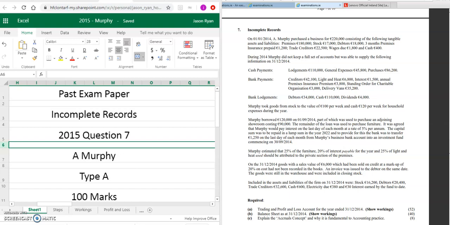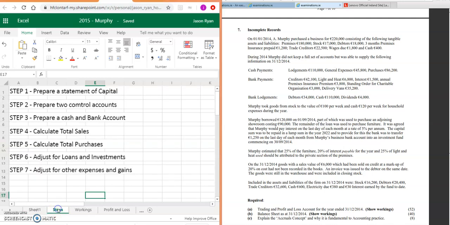Okay, so we're going to have a look at the past exam paper for incomplete records. It's a 2015 question 7, A. Murphy. It's type A, so there's two types for the incomplete records, type A and type B, and it's for 100 marks. The first thing you need to know are the 7 steps that you follow when you're answering this question.